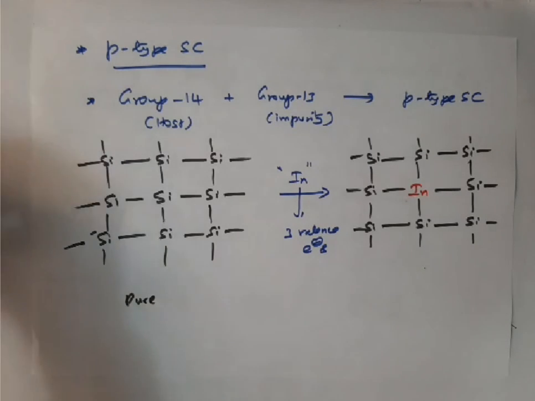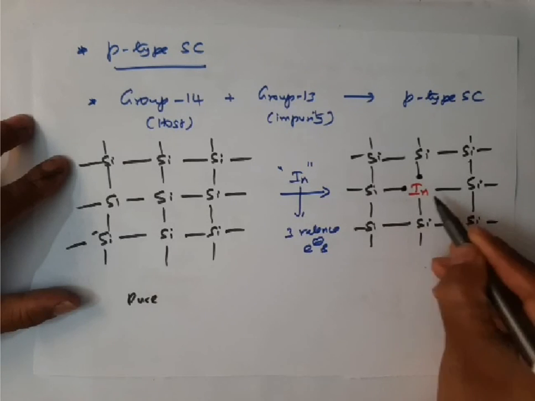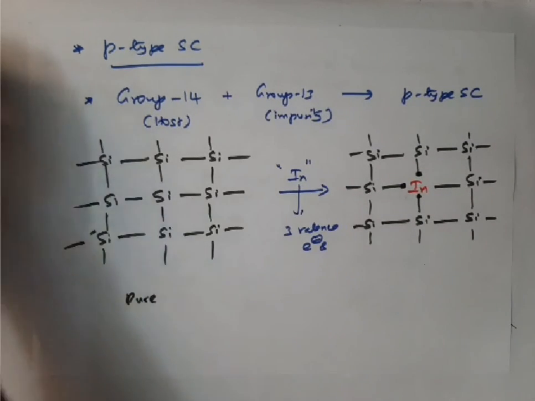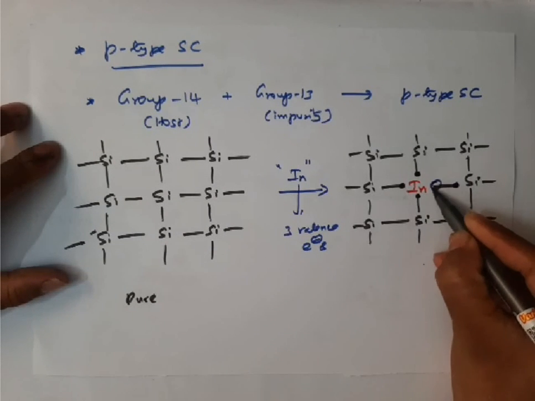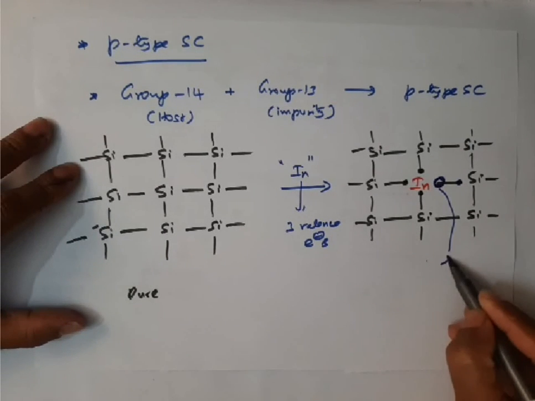Now listen, students. Since indium has only 3 valence electrons, using them it can form 3 bonds. It cannot form the 4th bond. In the 4th bond, the silicon will give 1 electron, but here there is no electron. It becomes a hole. Hole means positive charge. You will get a hole.